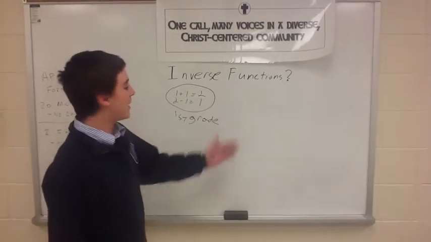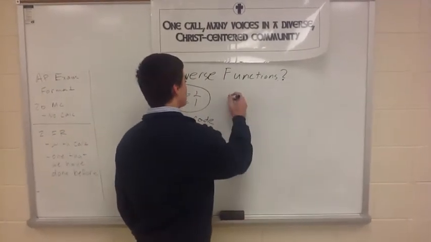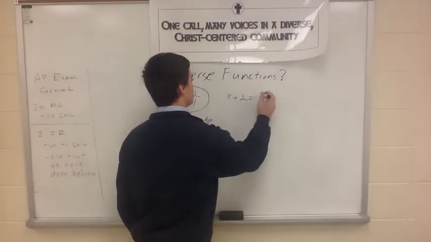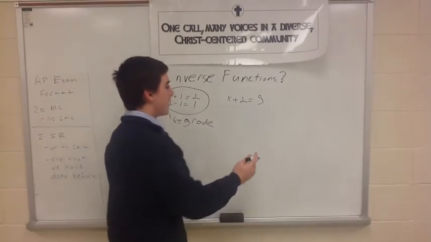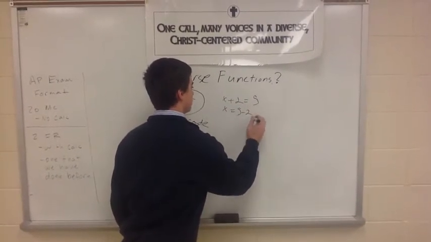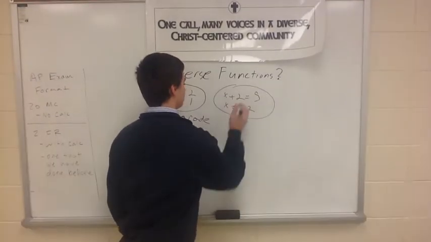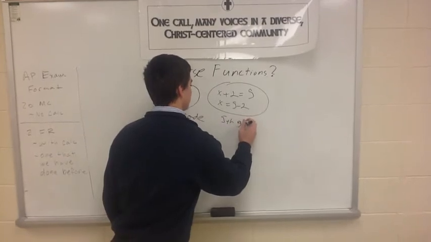Now let's get a little bit more complicated and go with the 5th grade example. The 5th grade example would be x plus 2 equals 5. The inverse function of x plus 2 equals 5 would be x equals 5 minus 2.